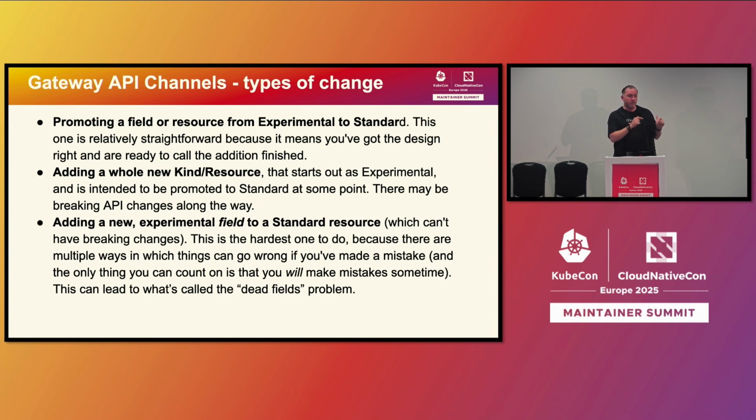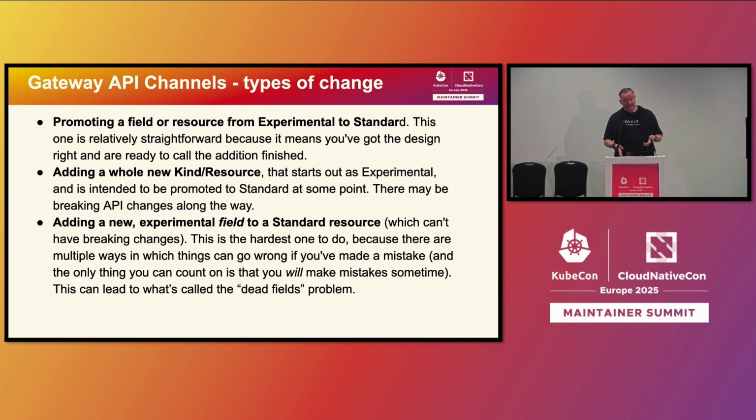There's also adding a new kind or resource that starts out as experimental. So, hey, we're adding a new object. We're not 100% sure we got it right yet. Maybe we might need to make changes, so we need to add this whole new thing. Because we may make breaking API changes along the way, we've got to be really careful about this. Now, we try not to make breaking API changes, but the one thing you can know about API design or about any software is you're going to make mistakes. And so your system has to allow for you to make mistakes.